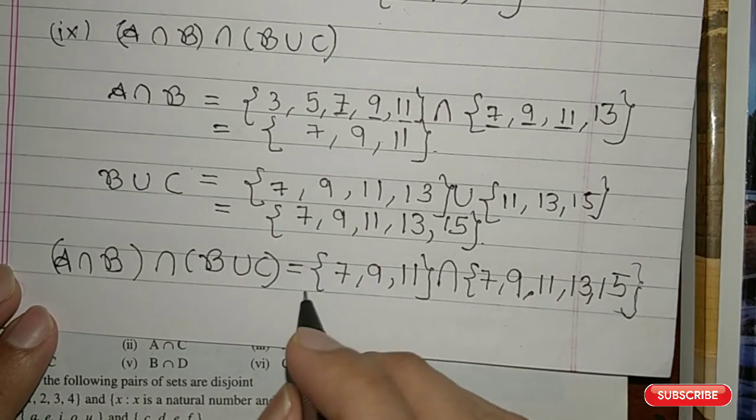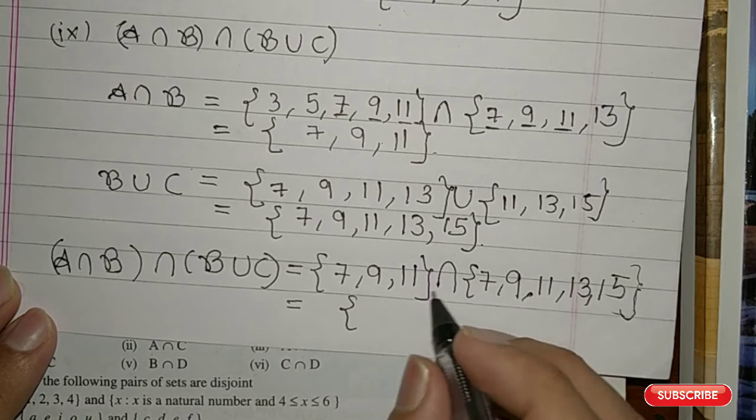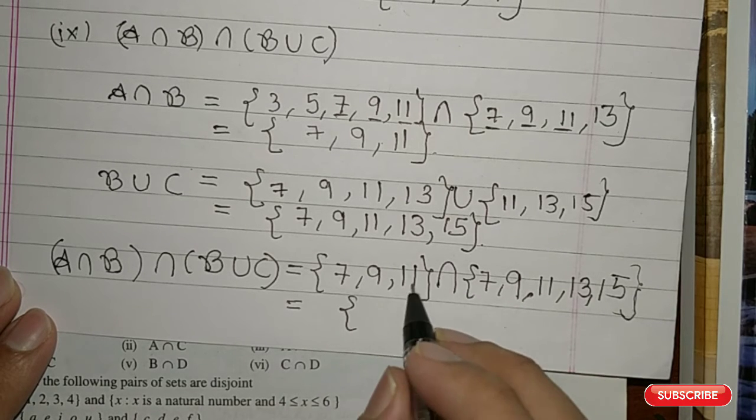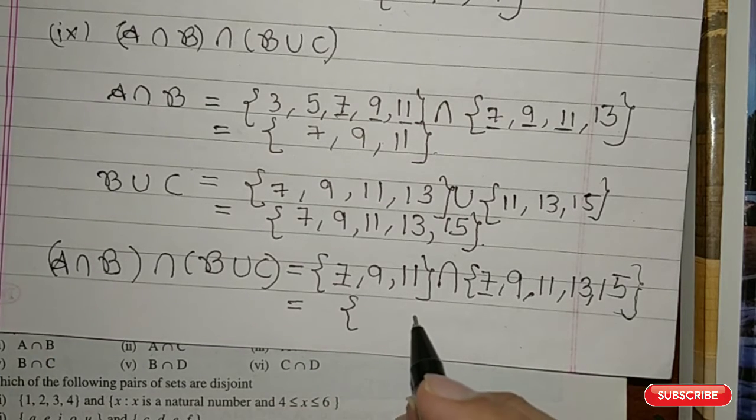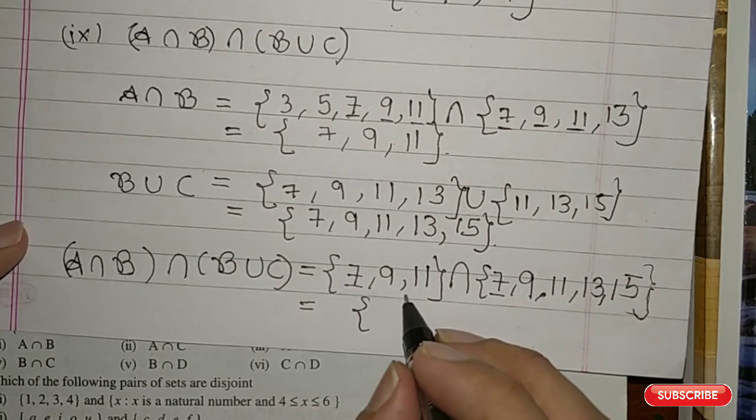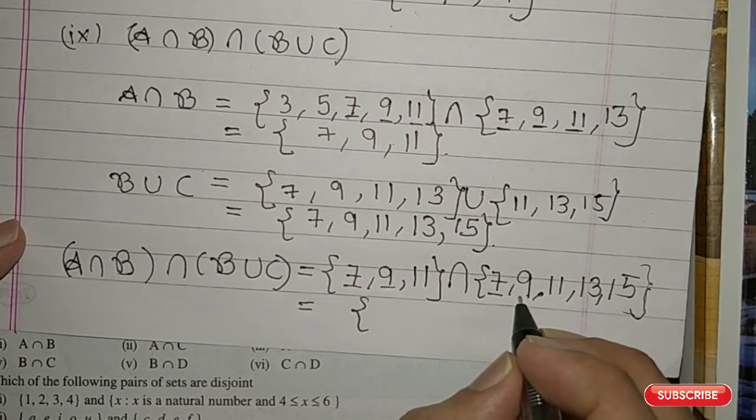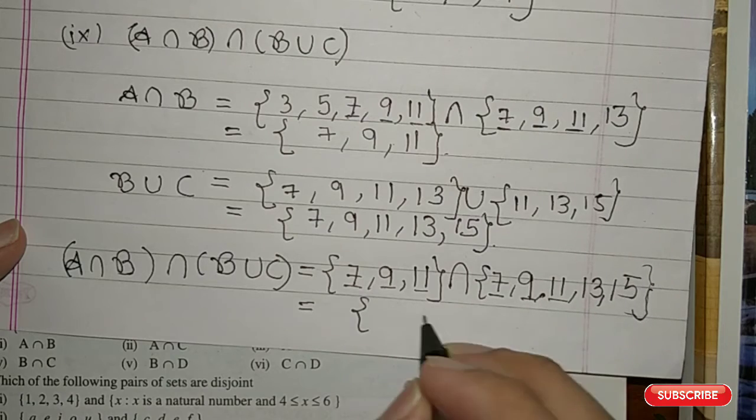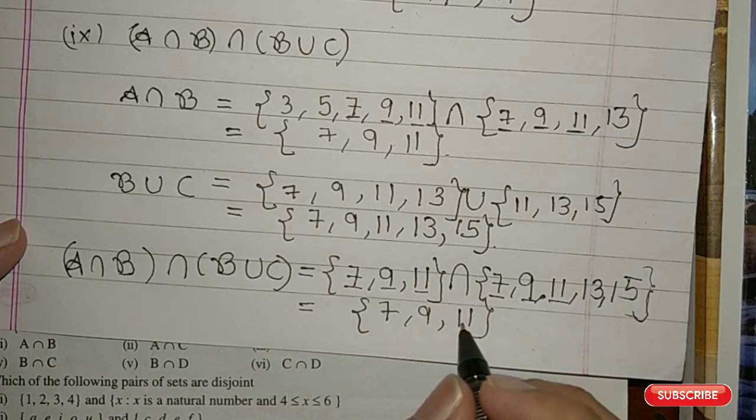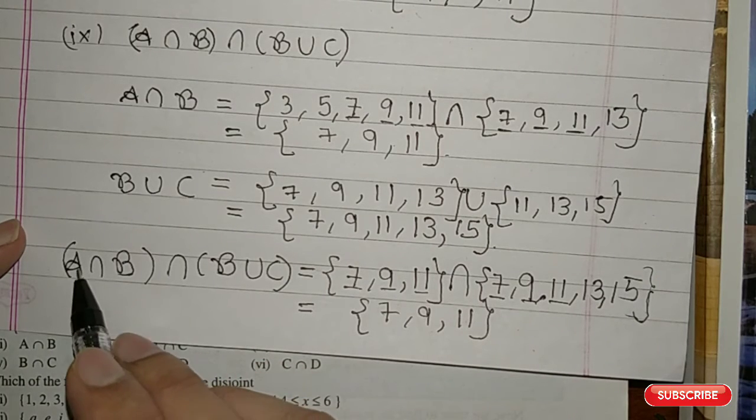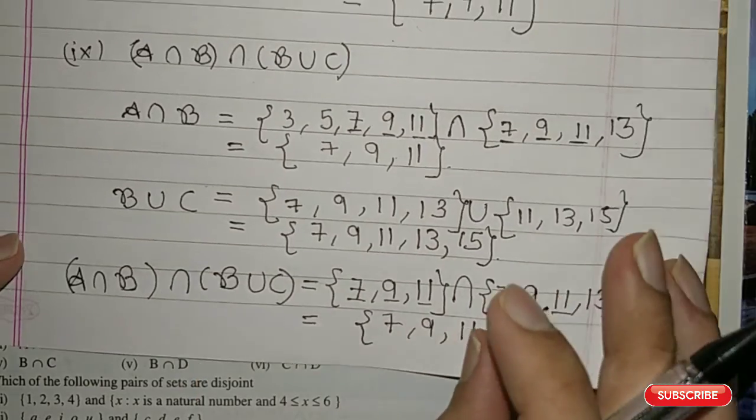Now see here, this set here, you have to take the intersection of both these sets. In intersection you take all the elements which are common to both the sets. So 7 is common, 9 is also common and 11 is also common. So 7, 9, 11 will be the set, the answer for A intersection B intersection B union C.